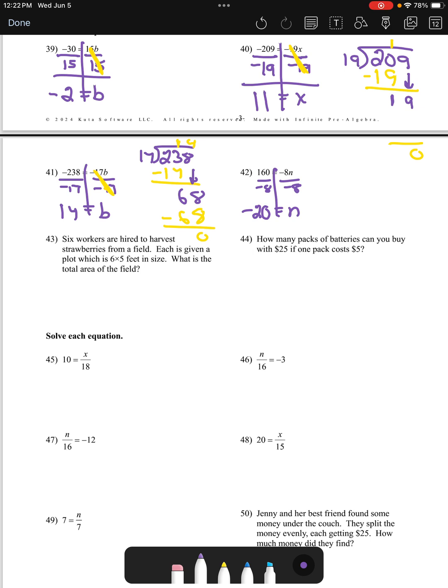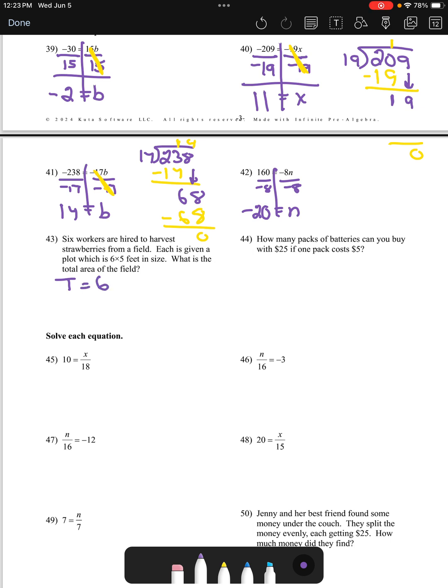6 workers are hired to harvest strawberries from a field. Each is given a plot which is 6 by 5 feet in size. What is the total area of the field? Okay. So the total area of the field is going to be 6 copies of the area that each individual farmer has, or worker, I should say.